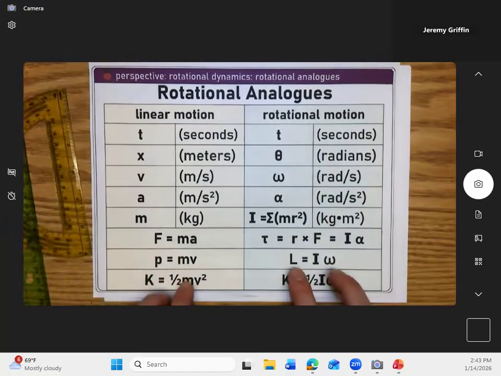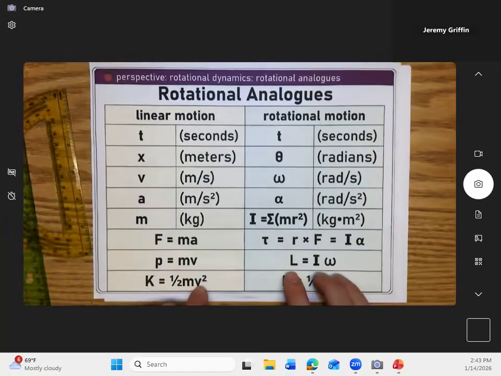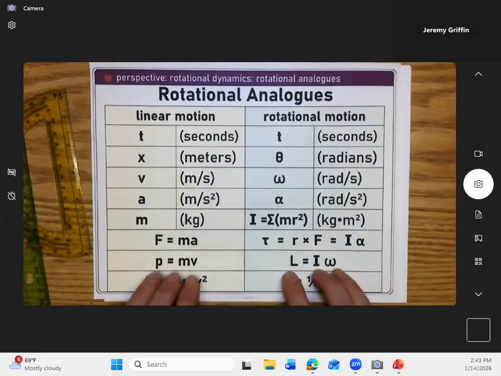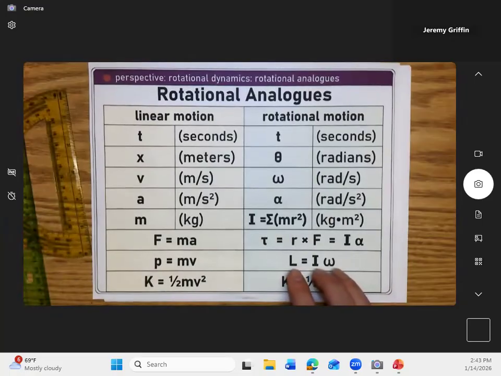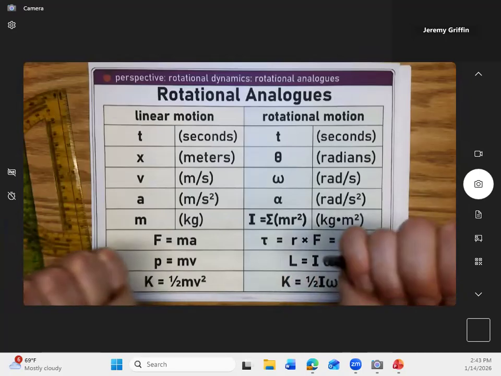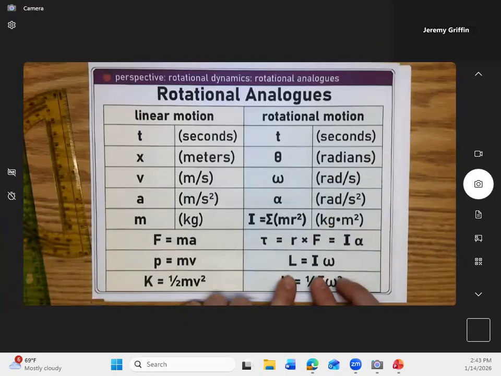Yesterday we talked about angular momentum. Remember, that's capital L, I times omega. It takes the place of linear momentum, p equals mv. Angular momentum is conserved. You remember a figure skater goes into a spin, pulls their arms in, and speeds up spinning. That's explained by this.